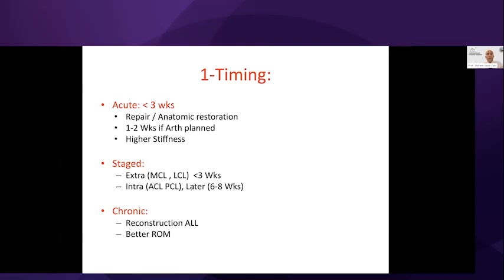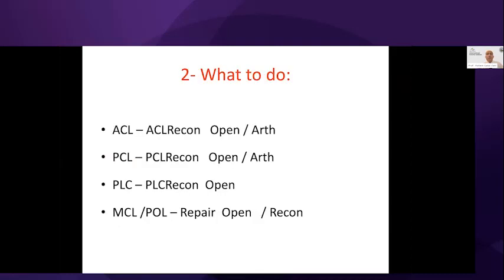Now, when do we do that? It can be done acutely within 3 weeks, or staged, in which you do the outer ligaments in the first 3 weeks, and then after another 6 weeks, you do your ACL, PCL. Or in chronic cases, if they present late, you have to reconstruct all and you're looking for more graft. So the advantage of the acute is that you're able to repair some of the ligaments, such as the MCL, so you're reducing the graft needed. For the chronic one, you need to reconstruct everything, and you need grafts for everything.